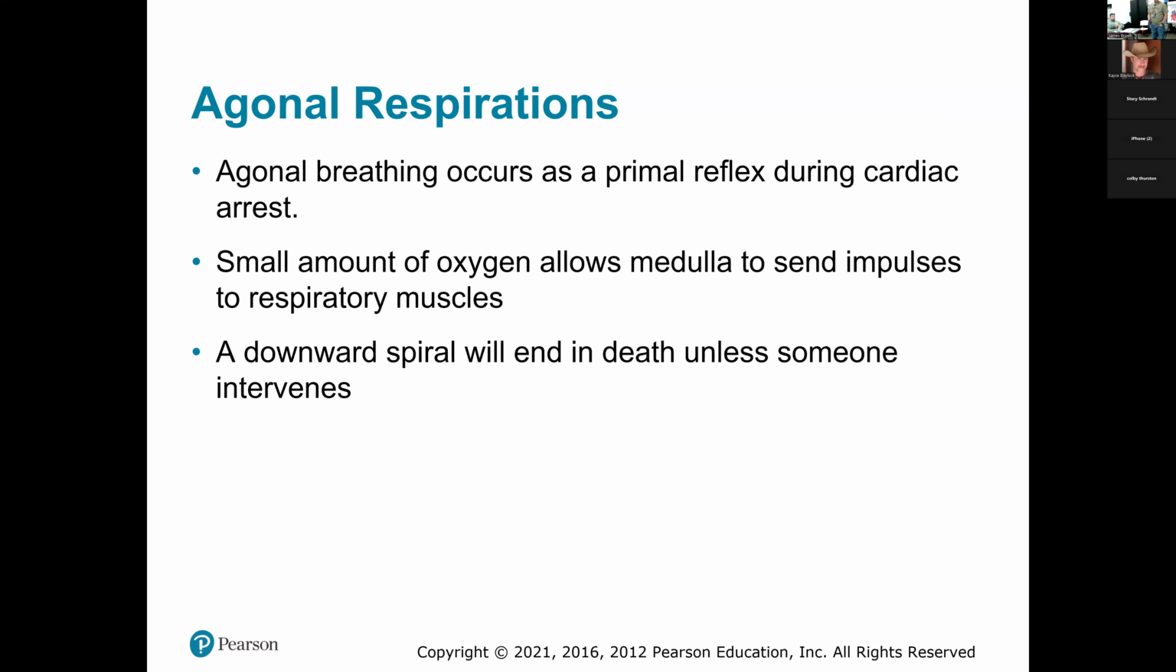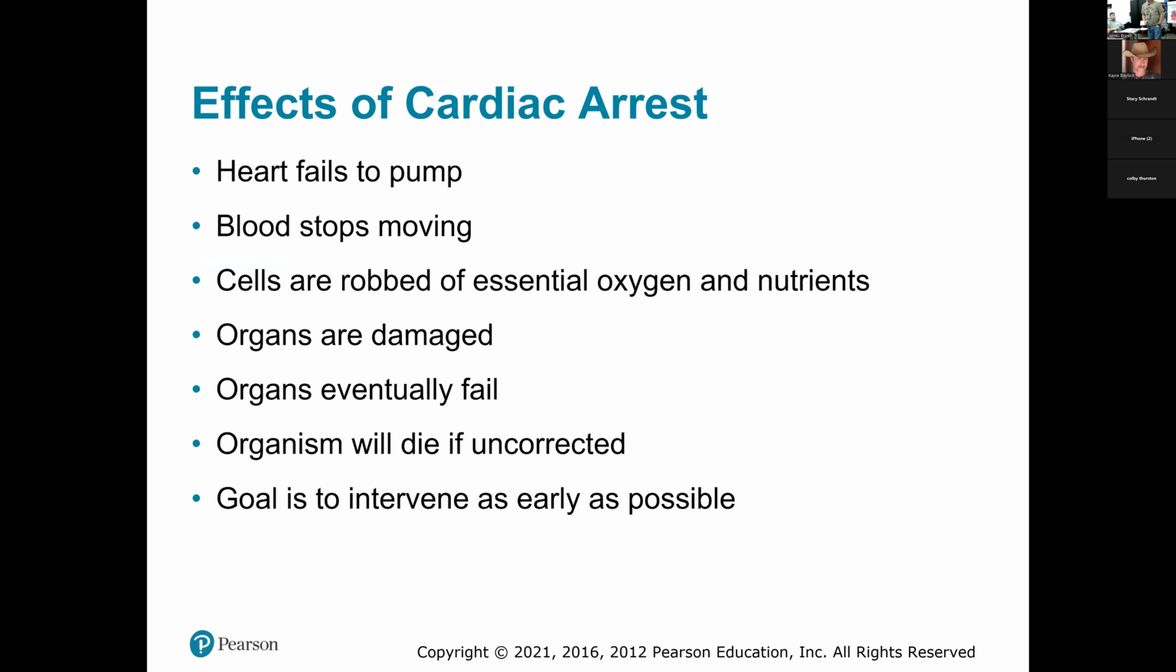And don't swallow. This will end in death unless someone intervenes. So this is where we get talking about trying to get community to do CPR. Getting CPR out to the community type stuff. All right, fixes cardiac arrest.